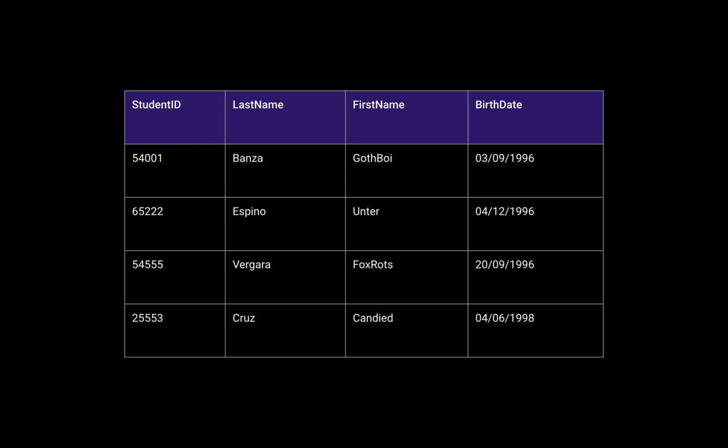Here, in the column areas, you have your student ID, your last name, your first name, and your birth date. And in your rows, you have the data about whatever is written. All the data that are in the same row, like 54001 and the birth date, are all related to each other. So you know that student 54555, this student over here, is related to Foxtrot's Vergara and has this birth date. This is your standard table. So again, fields are your columns, and records are your rows.